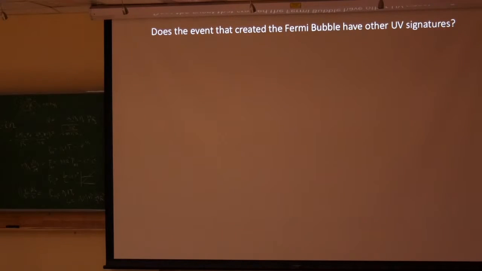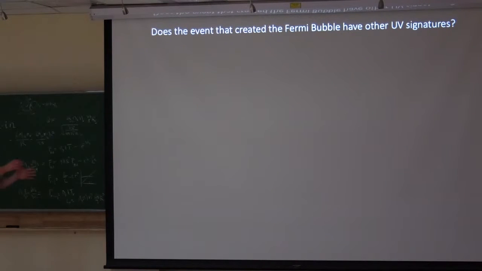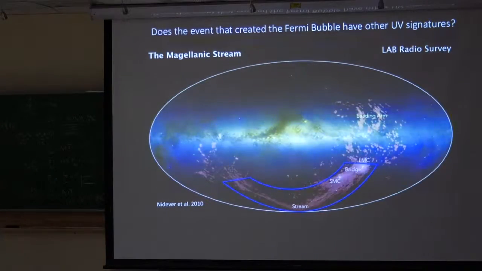So I want to change gears to something a little different and show some work from Jocelyn Hawthorne on this. Are there any other UV signatures of the Fermi bubbles? Rather than directly measuring outgoing gas, can you see something else? Now, Roland mentioned this morning the idea that you may be able to ionize the Magellanic Stream with a flare, a burst of radiation that comes out from the galactic center. Now, the Magellanic Stream, if you're not familiar with it, is this huge tail of gas that covers a couple of hundred degrees coming out of the Magellanic Clouds.